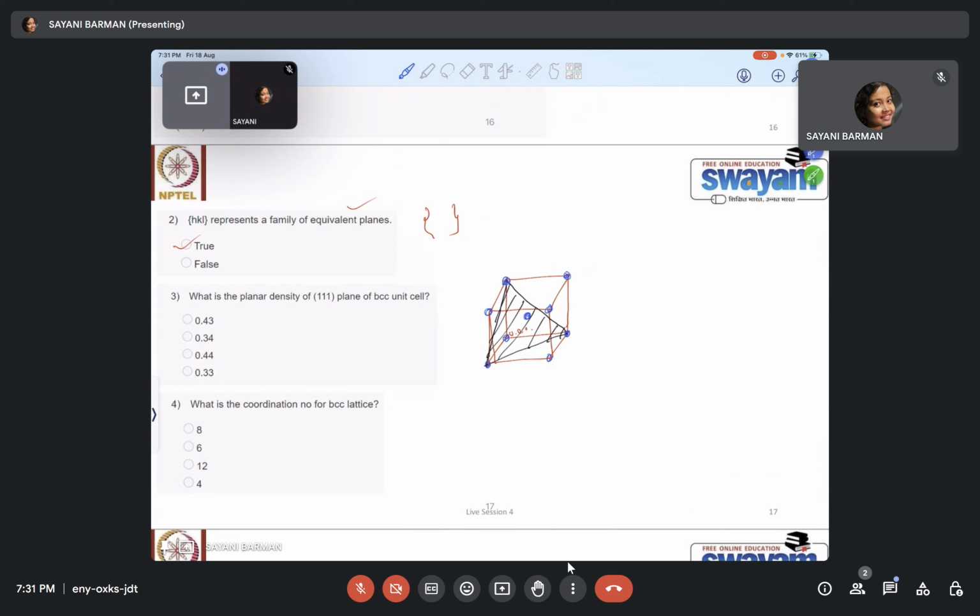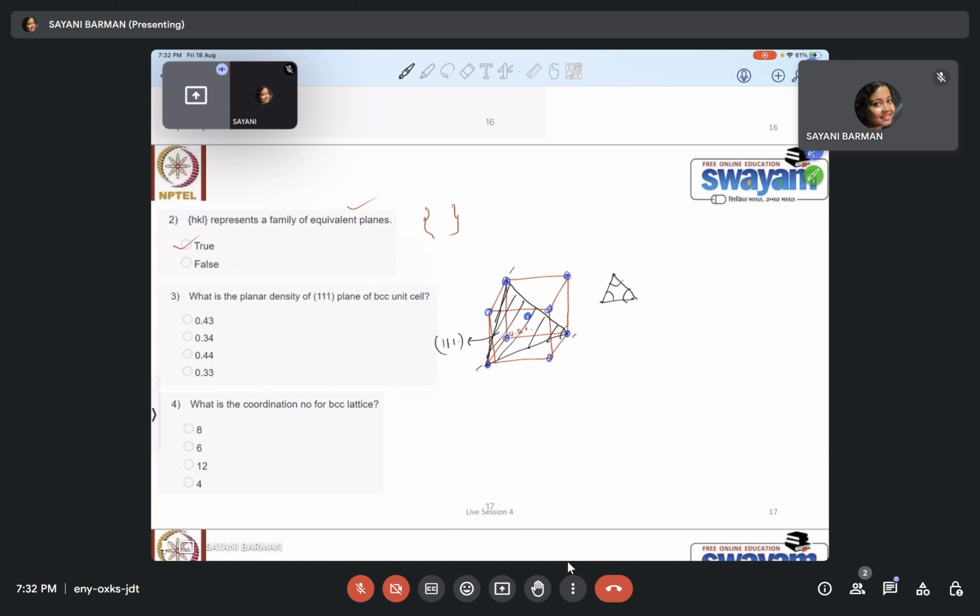But for this 111 plane, the center atom is not coming within the plane, rather it's coming downward, right? So we will not be considering it. So the face will look like this for the 111 BCC plane. So this is a triangle. There are 3 atoms, this one, this one, and this one.